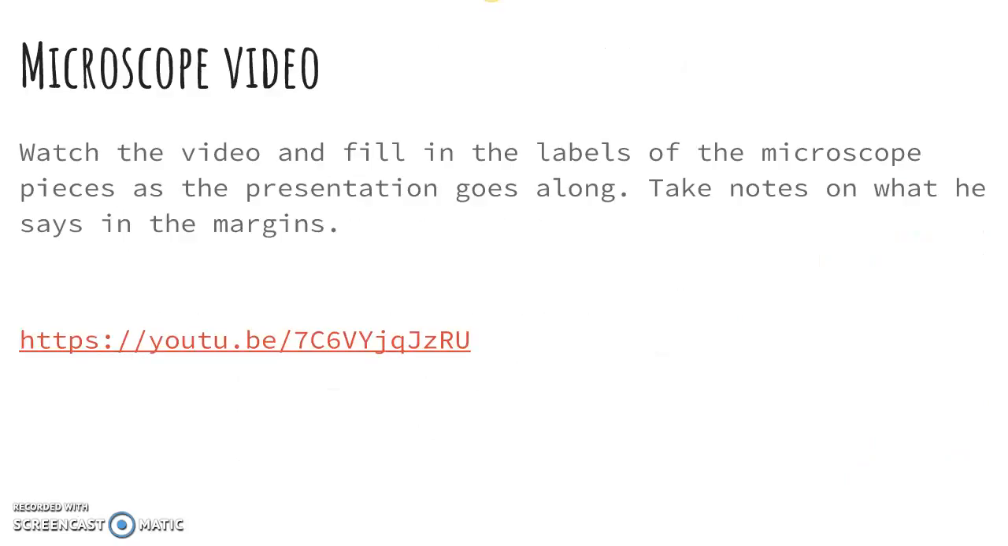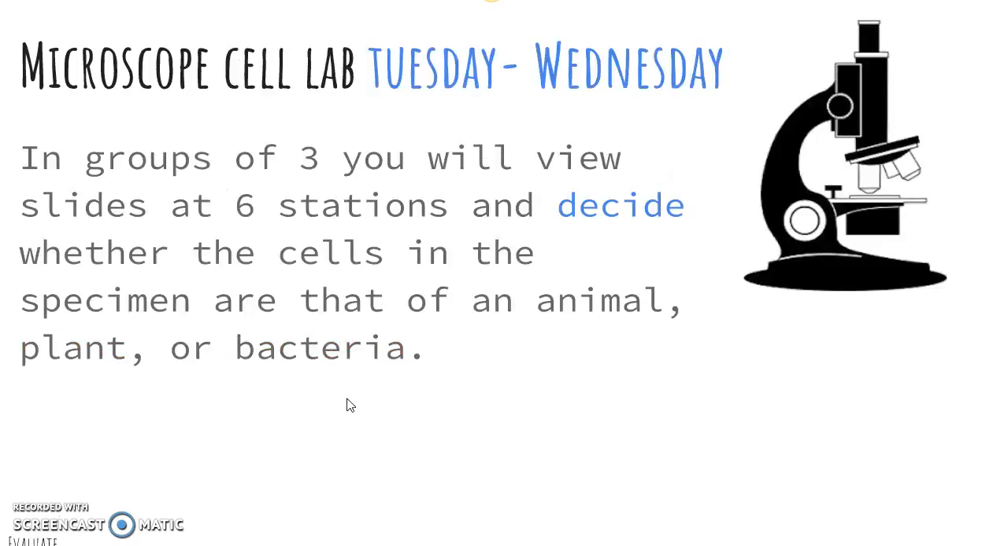And then lastly, they did a microscope lab. This is on top of the 5 lessons that were the unit. This is still part of the same unit. They had to do a microscope lab where we looked at the microscope and we looked at all the pieces with it. We watched a video and labeled a diagram. And then they had an actual lab where they got to view slides at 6 different stations. Some of them were plants, some of them were animals, and some of them were bacteria. And they had to figure out which was which by what they knew about each of those types.